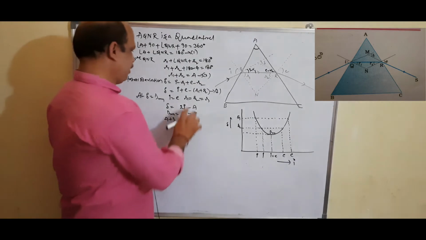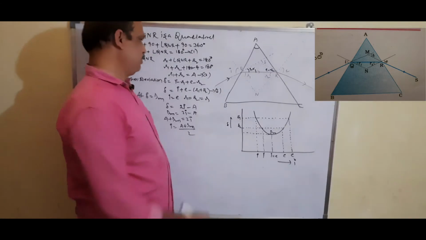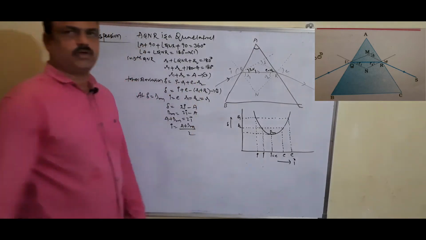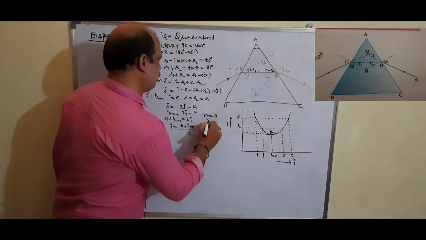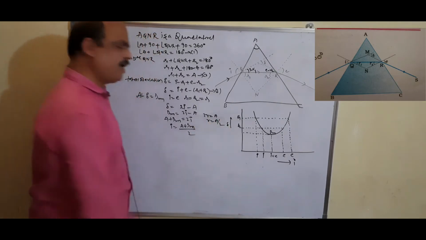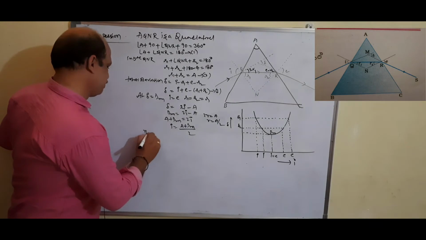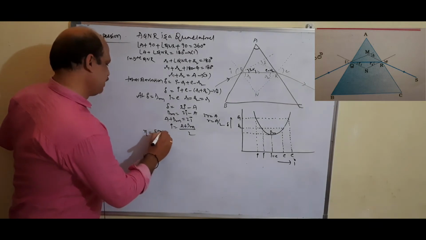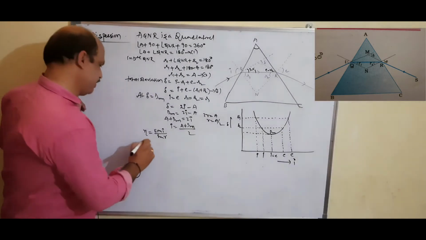Already R1 is equal to R2 is equal to R. Substitute this value in this equation. We get R plus R is equal to A, that is 2R is equal to A. R is equal to A by 2. We know the formula, refractive index of prism, N is equal to sin I by sin R.